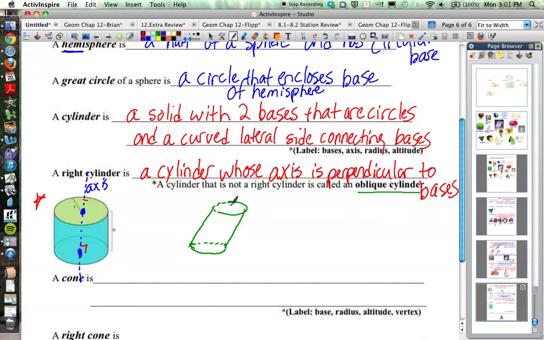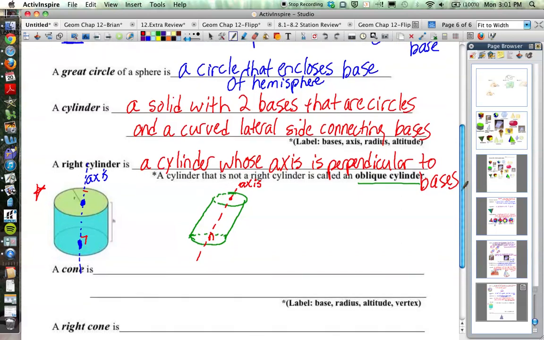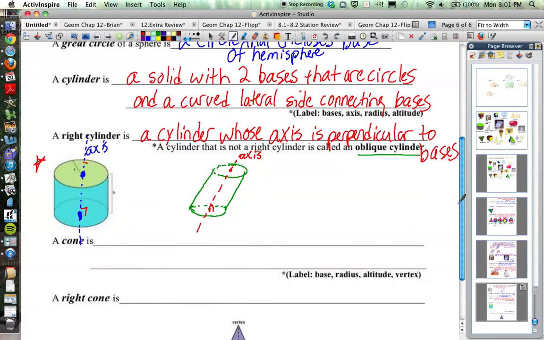And if you look at the axis here, if we draw a center point and then draw the axis, there is our axis again of that cylinder. Notice that it is not going to be perpendicular to the base. If we made a little angle here, that would not be a right angle. On one side it would be an acute angle, on the other side an obtuse angle. So that would be an oblique cylinder.